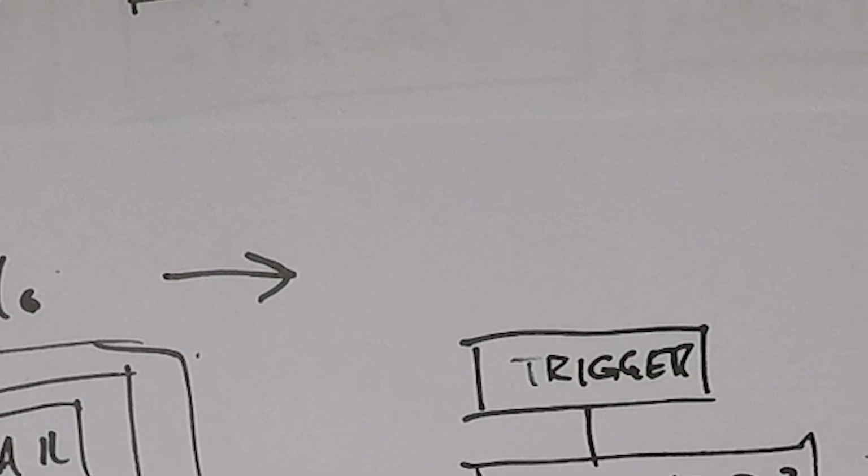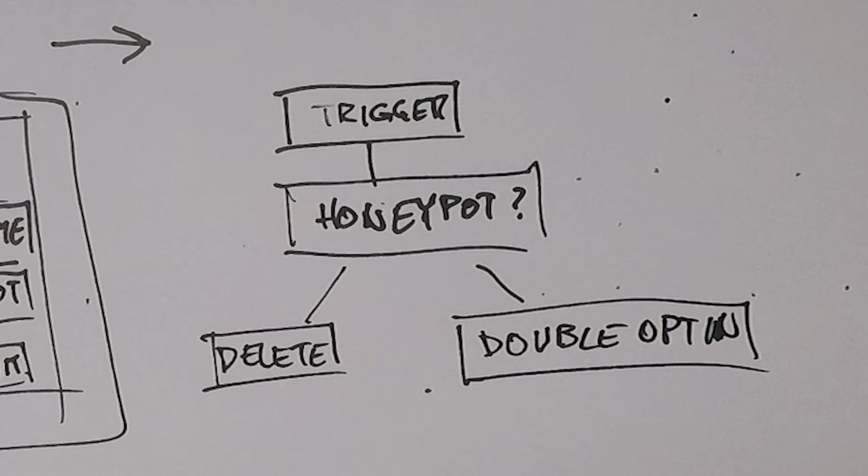From here, we need to go to a campaign. This is a campaign form. So we need a trigger to start a campaign. And then we need to find out, did people actually fill in the honeypot? If yes, we would delete them. And if no, we can do whatever we want. Usually we want to put them into our double opt-in campaign. This is what we are going to build. Let's jump right into it.